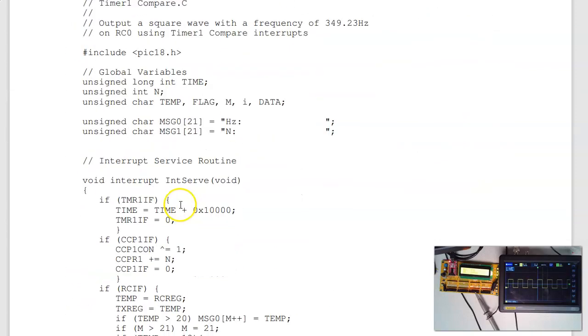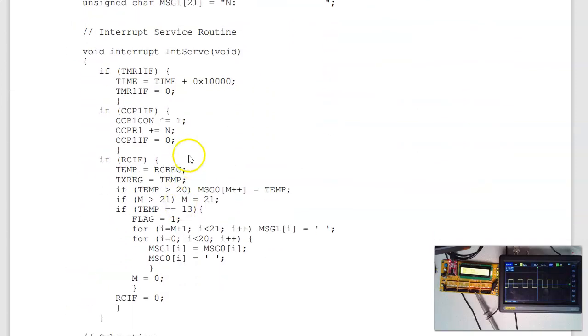In terms of coding, here's the interrupt service routines. Again, timer 1 doesn't do much. Capture 1 toggles every n clocks. The serial port takes the data that I'm typing and throws it into a buffer called message 0. When I see a carriage return, that's ASCII 13, copy message 0 to message 1, and set a flag.